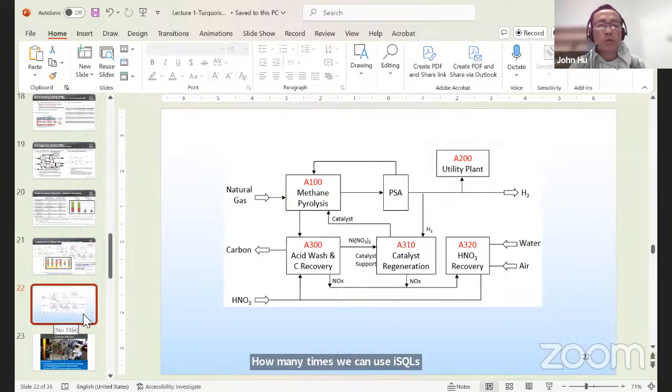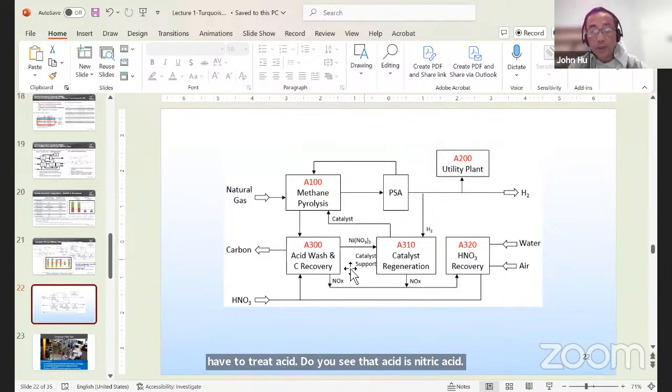Oh, you can do acid wash forever, because you do the acid wash and then carbon recovery, and the only thing is you have to treat the acid. Do you see that the acid is nitric acid? Nitric acid we have to recover. So there's catalyst regeneration.